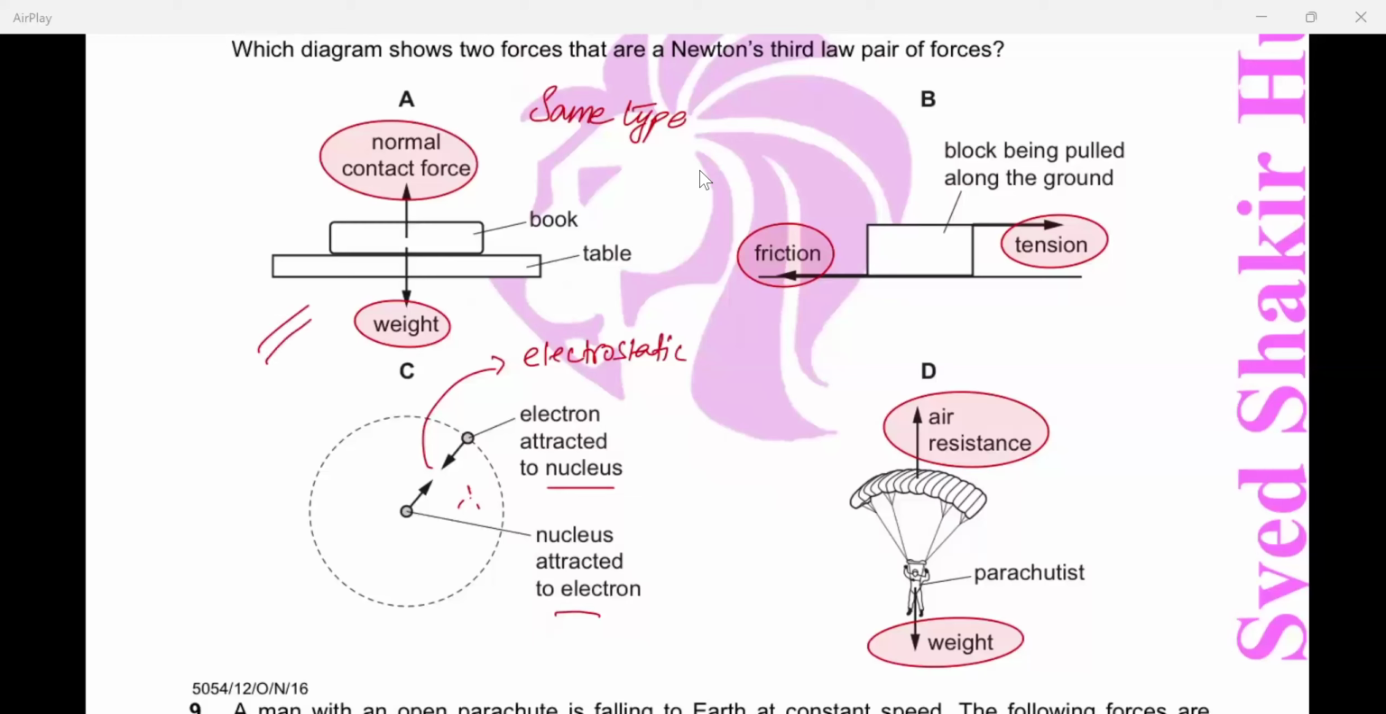अगर मुझे यहाँ पर न्यूटन थर्ड लॉ पेयर बनवाना होता तो फिर क्या करता? मैं कहता weight of the table on the book. जैसे बुक टेबल के ऊपर है, let's look at it reversed. टेबल बुक के ऊपर है. The book is pulling the table up. All right? अच्छा जी.